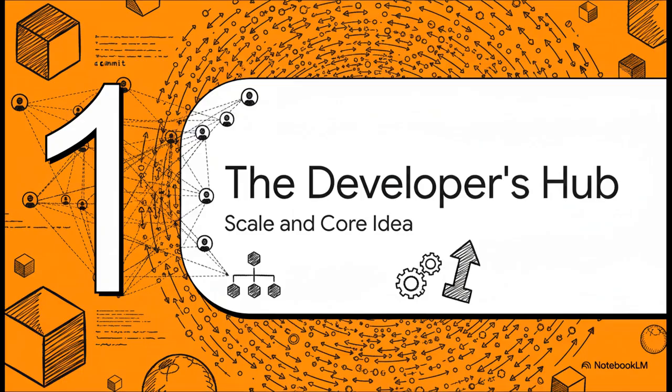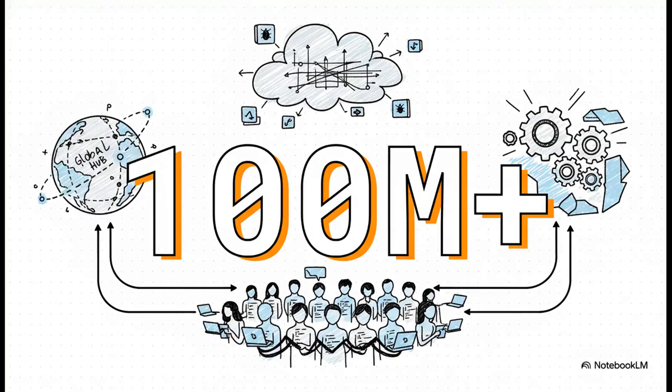First things first, before we get into the nitty-gritty, you have to appreciate the incredible scale of this thing and the one core idea that makes it all possible. Look, we're not talking about some small, niche tool here. We're talking about over 100 million developers. That makes GitHub the single largest ecosystem for developers on the entire planet. It's not just a platform. It's the global hub for building the future.